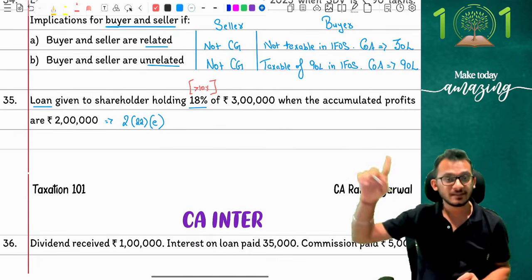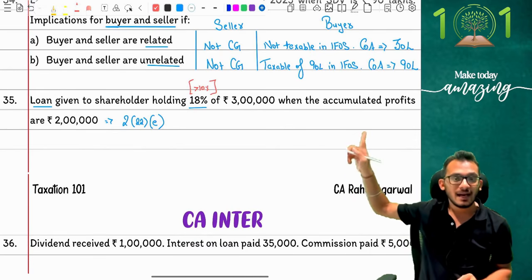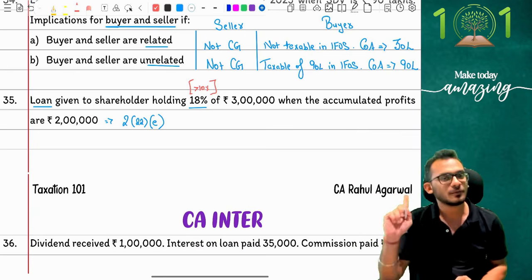In this case, my shareholding has crossed 10%. I have received 3 lakh rupees where the accumulated profit is 2 lakhs.